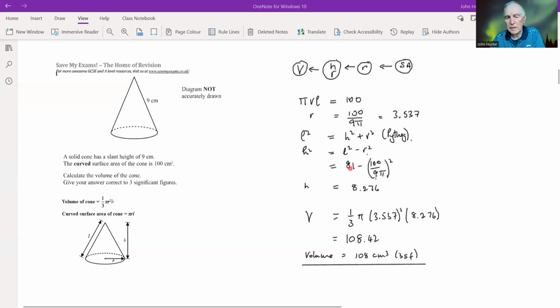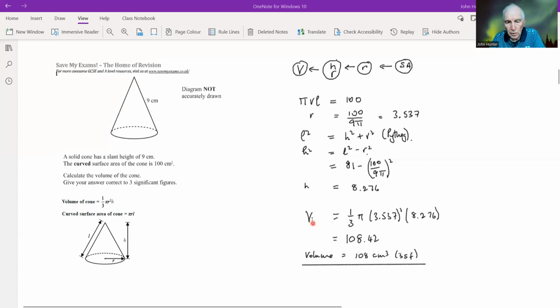You could be tempted to carry that forward and work it out in one set of calculations, but it doesn't look as if there's going to be any useful cancellation in there. Plus, it's quite useful to be able to check this figure 8.276, which seems sensible in relation to the sloping side of 9 and a radius of 3.5. So that's all good.